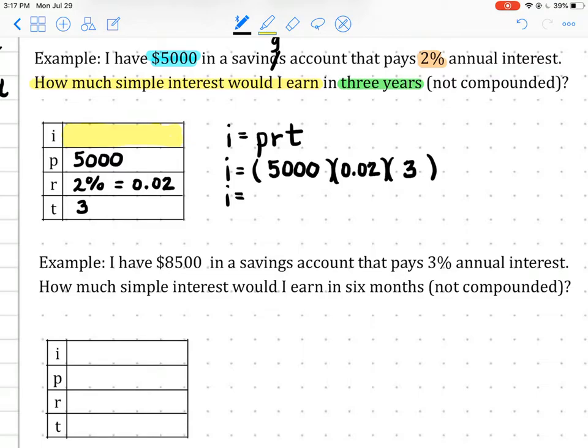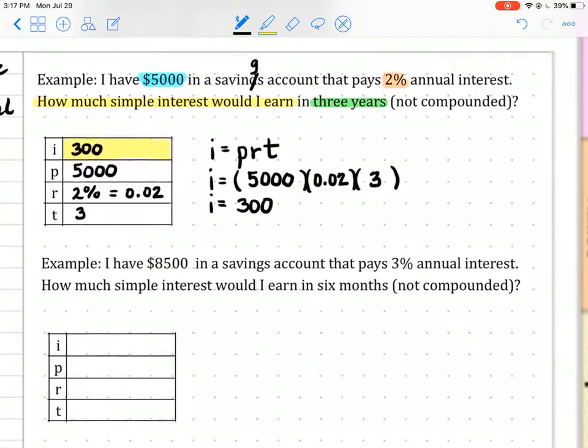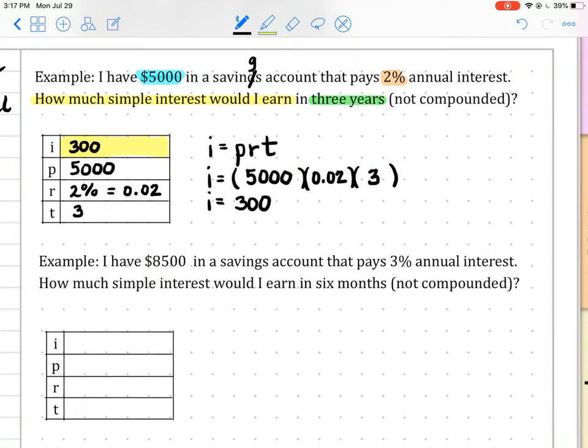Then with your calculator, we're going to multiply. 5,000 times 0.02 times 3 equals $300. So the simple interest for this transaction is $300. And that's how you do it. Each problem, you'll have to find the pieces, then you put your formula in, and then you're good to go.